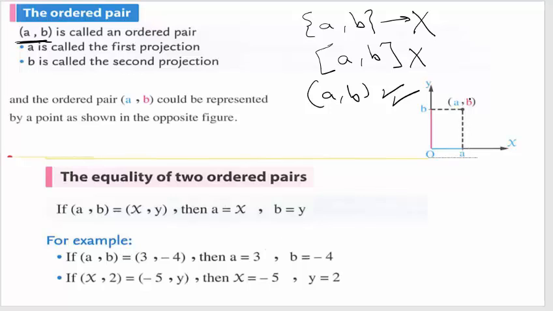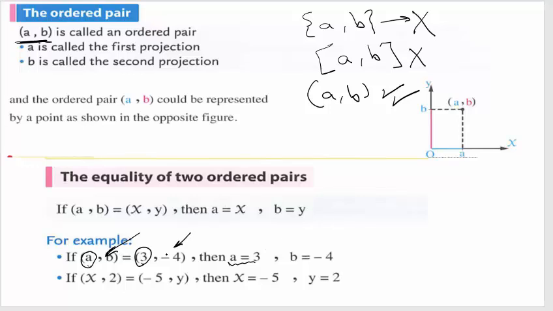When I say that I have two equal ordered pairs, (a, b) equals (x, y), this means that the two first projections are equal and the two second projections are equal. This means that a is equal to x and b is equal to y. For example, when I say the ordered pair (a, b) equals the ordered pair (3, -4), as we said before, the first image equals the first image, and the second image equals the second image. This means that a equals 3 and b equals -4.